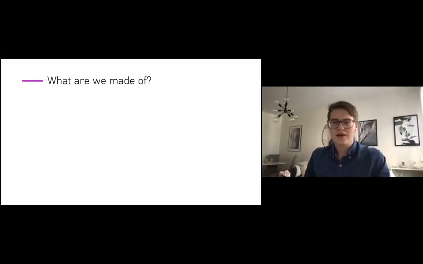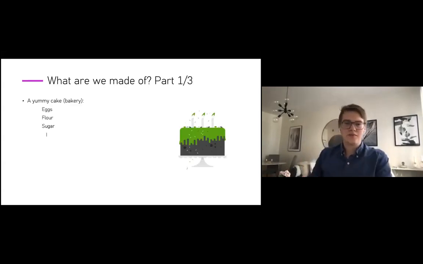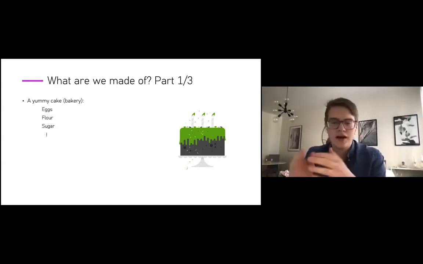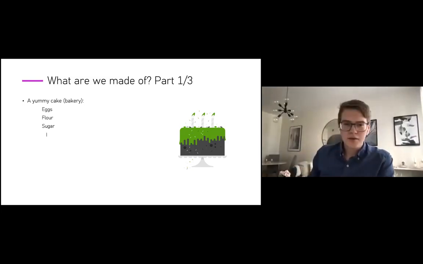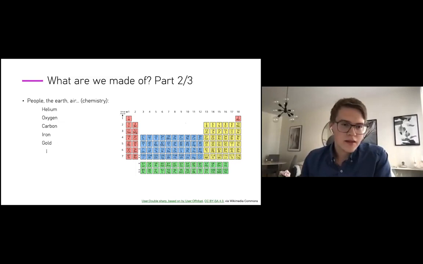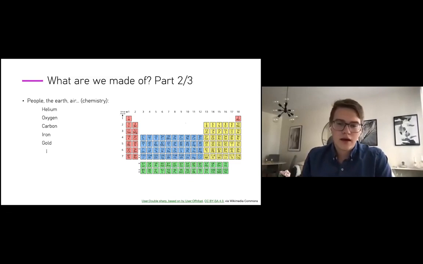So I want to begin by discussing what we are made of. If you were to ask a bakery, for example, they would say that a yummy cake is made out of eggs and flour and sugar, and these are the constituents of this yummy cake. But if you were to ask a chemist, they would say that the people, the earth, everything around us is made out of helium, oxygen, carbon, iron, and gold, out of the periodic elements in the periodic table. So this is kind of a map of all the things that are around us. This is from a chemist's perspective.